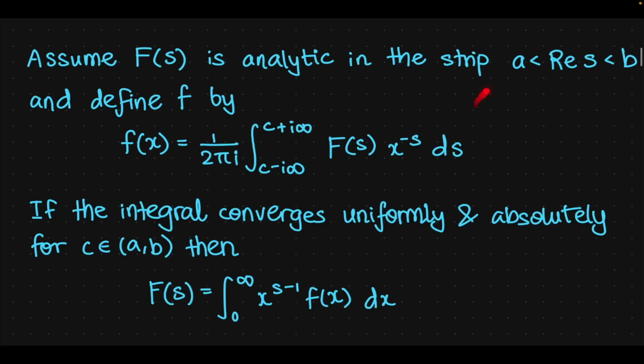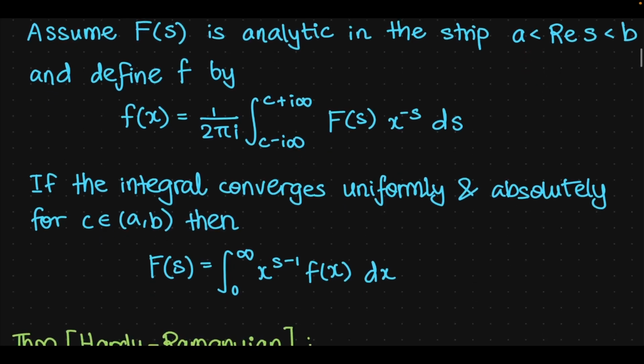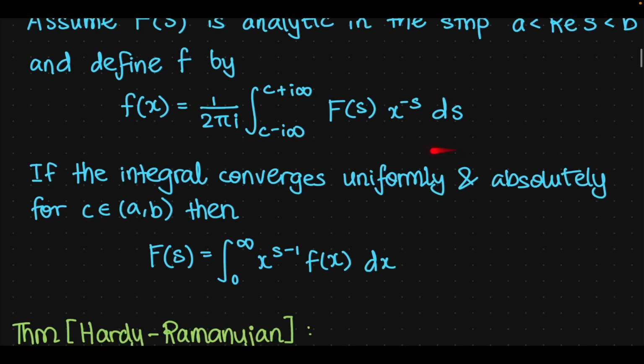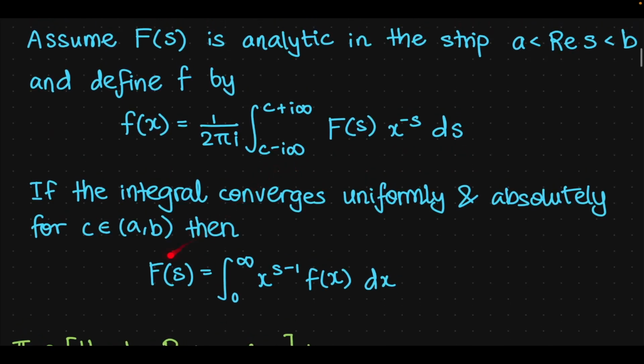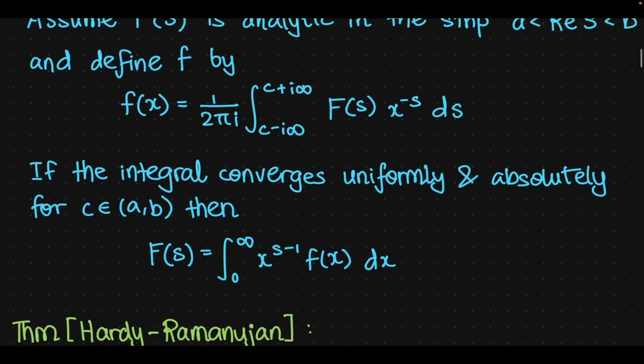And as I said, we may not always have a convenient, nice choice of a strip like this. Sometimes the real part of s, the region of convergence of the Mellin transform, is on an unbounded region. And that's fine as long as we can make such a choice and then have the c, which is between a and b, which is going to be the real part of s, basically. As long as that choice is such that the integral converges uniformly and absolutely. That's all we need.